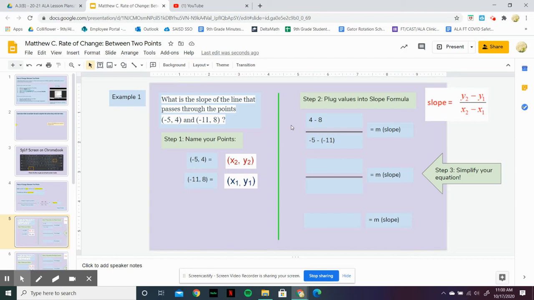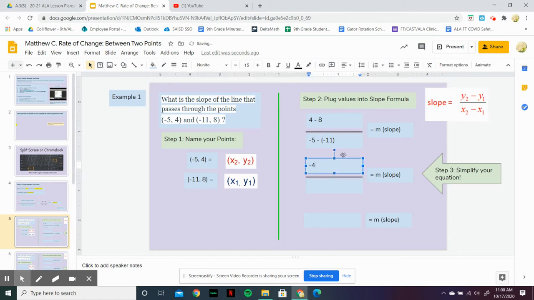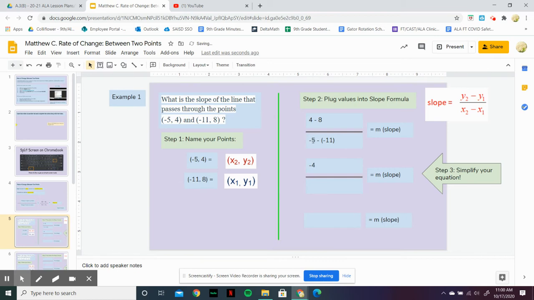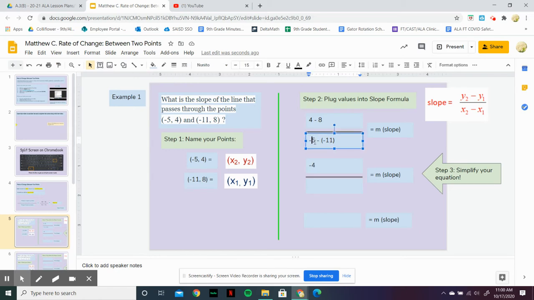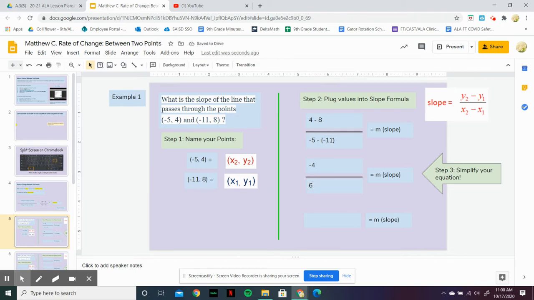And step 3 is to simplify the equation. So we're going to do subtraction and then we will divide. 4 minus 8 gives me -4. -5 minus -11. Well, anytime you subtract a negative number, you're actually adding a positive to it. So it would actually be -5 plus 11. And -5 plus 11 would actually give us a positive 6. So again, subtracting a negative is the same thing as adding.